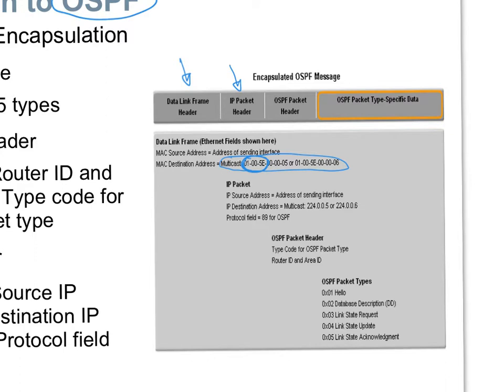Similar to EIGRP, OSPF uses its own transport layer protocol. However, this transport layer protocol is unreliable by default. Unlike EIGRP, which uses a reliable transport protocol, remember, EIGRP uses RTP, the Reliable Transport Protocol.